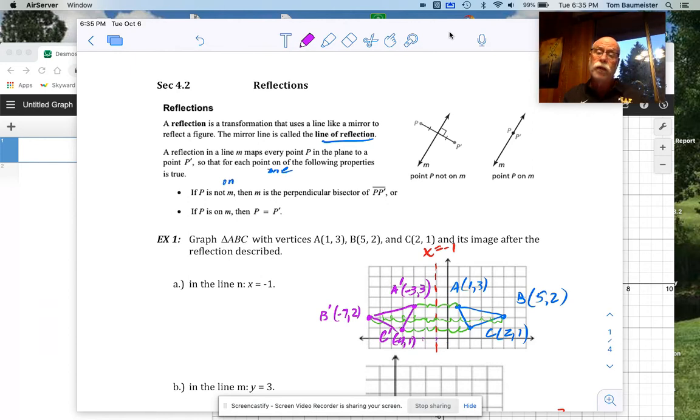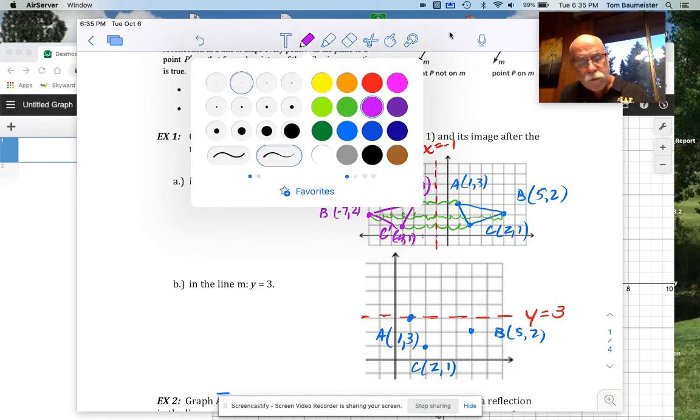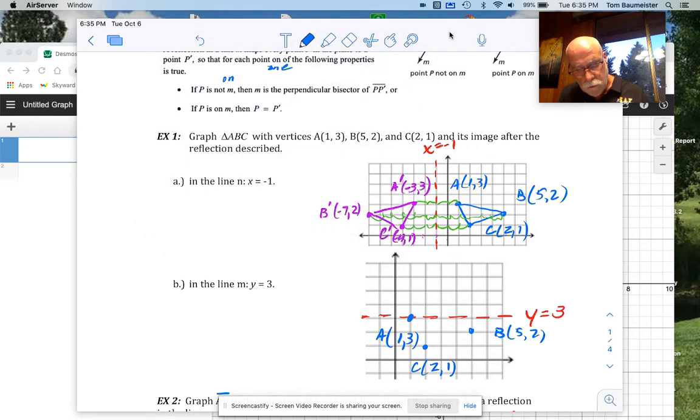Remember, these triangles are rigid motions. That means it's not going to get larger or smaller. All right, so just think about that. So same thing on here, with the line M, y equals 3. So again, I'll connect my dots. And it's not perfect here, but that's okay.